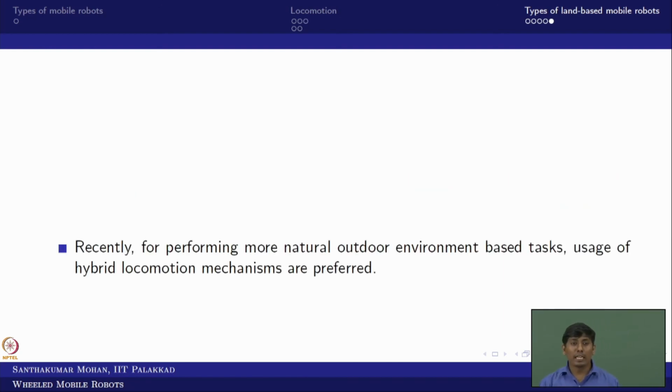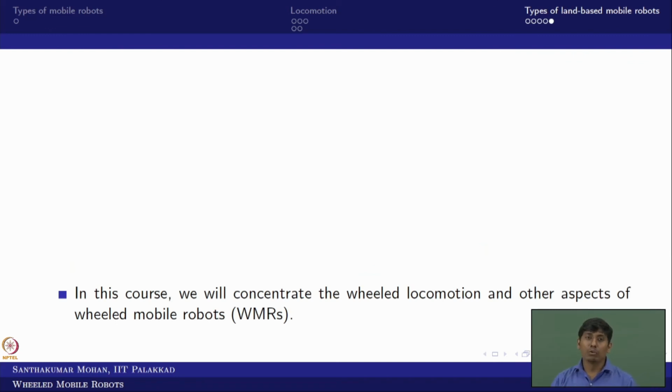What one can see in the recent performance in natural outdoor environments, as I already told earlier, is that we are trying to bring in the hybrid. Wherever the surface is flat, you apply wheeled locomotion; wherever a rough terrain comes, you apply the legged. Similarly, wherever more friction is required, you can apply a track and then elevate to a leg. Like that you can have a combined, hybrid locomotion. But as I already told, this particular course is going to concentrate mainly on wheeled locomotion.